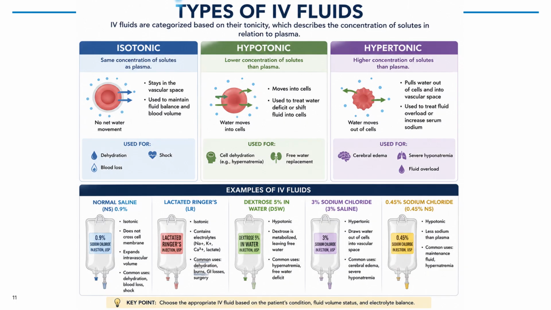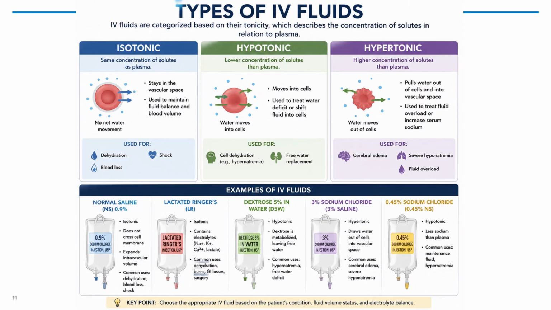Next are hypotonic fluids. These have fewer solutes than plasma, and because the concentration outside of the cells is lower, water is going to move into the cells, which causes them to swell. So we want to think of hypotonic as water entering the cells. These fluids are used when cells are dehydrated. So things like hypernatremia, cellular dehydration, free water replacement.